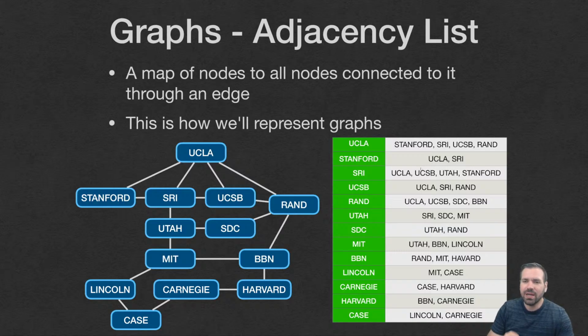And notice that every edge in the graph is in the adjacency list twice. So UCLA has SRI as a neighbor, for example. That means SRI also has UCLA as a neighbor. So this SRI UCLA edge is in this adjacency list twice. So every single edge is in this adjacency list twice. So we have twice as many values here as there are edges in the graph.